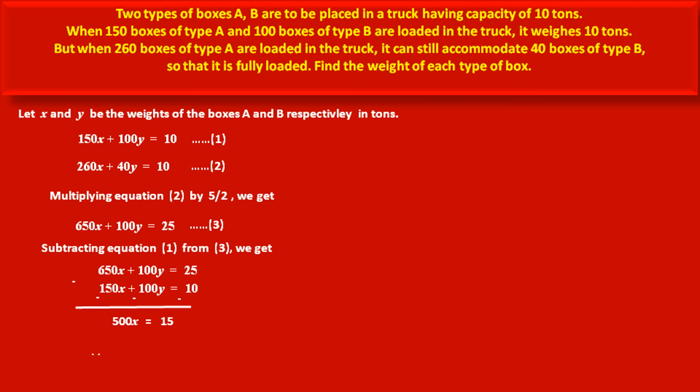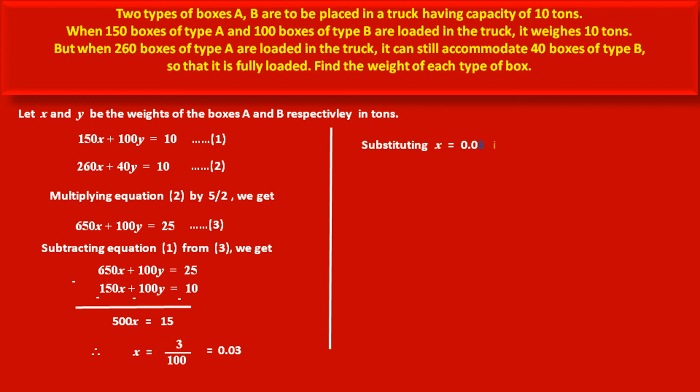Therefore dividing both sides by 500, we get x is equal to 15 upon 500, that is 3 upon 100, that is equal to 0.03 in decimal. It is in ton. Okay, keep in mind, because our x variable is for weight in tons.